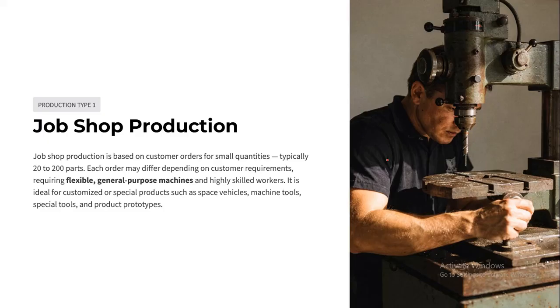Job shop production is based on customer orders for small quantities, typically 20 to 200 parts. Each order may differ depending on customer requirements, requiring flexible general purpose machines and highly skilled workers. It is ideal for customized or special products such as space vehicles, machine tools, special tools, and product prototypes. So, here the number of products is going to be between 20 and 200 parts.